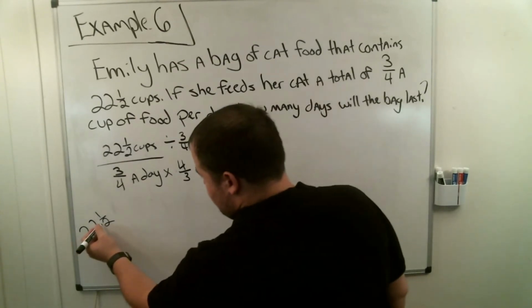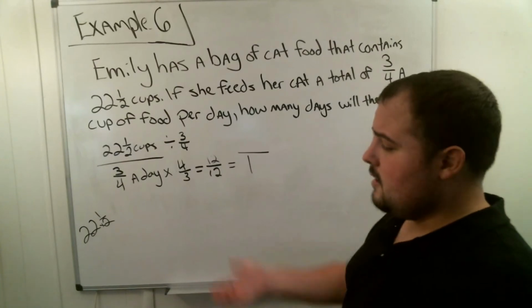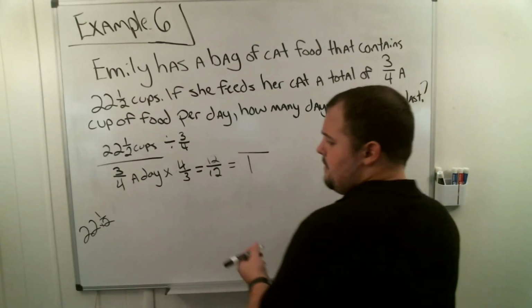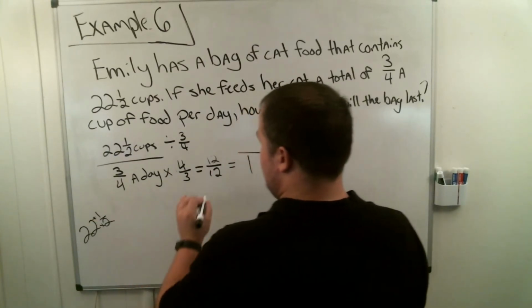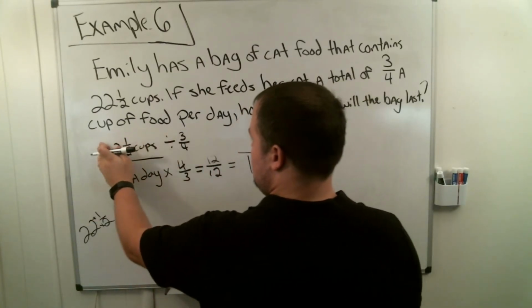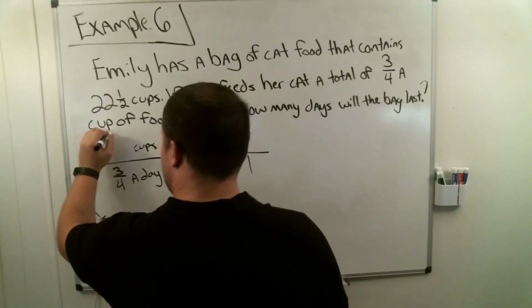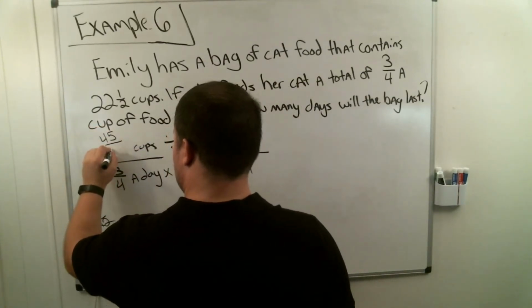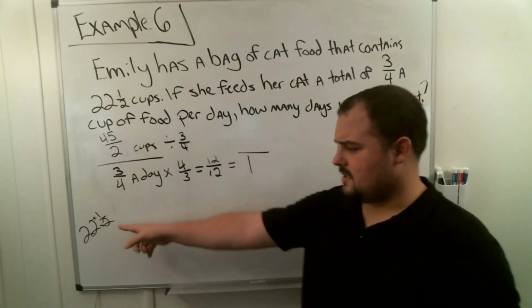I'm going to multiply by the denominator. 22 times 2, that's 44. And I'm going to add the numerator. 44 plus 1, that's 45. So what I really have is this is going to change to 45 over 2 cups. And if I took 45 divided by 2, I'd still get 22.5.